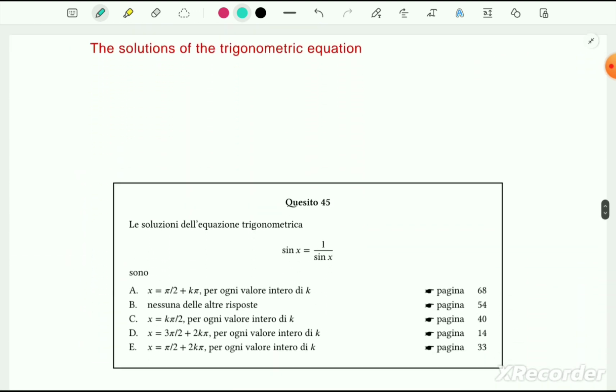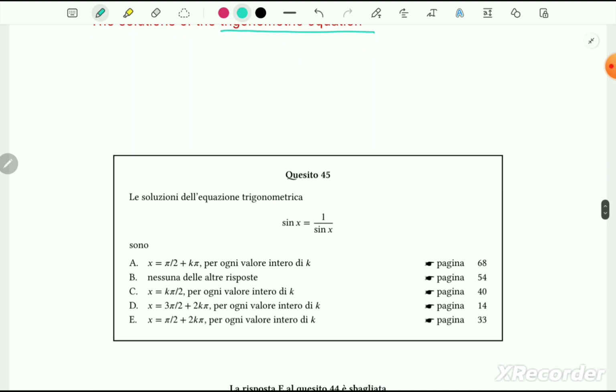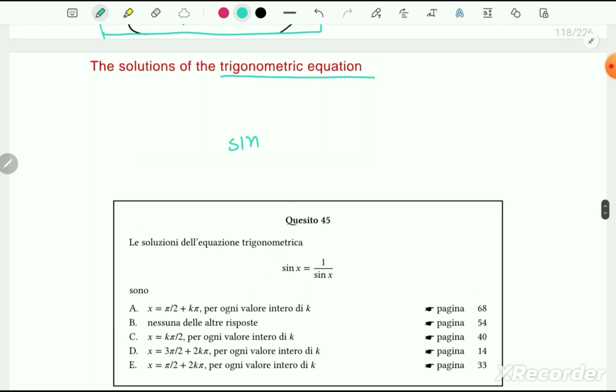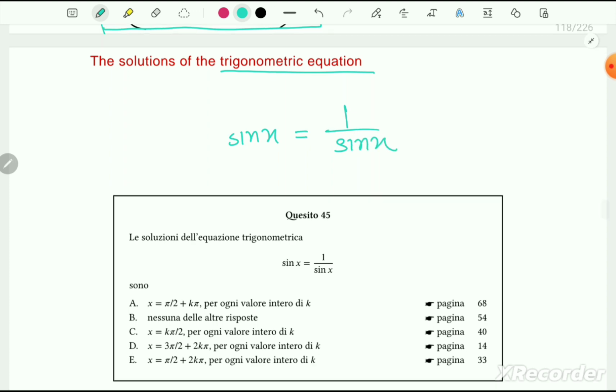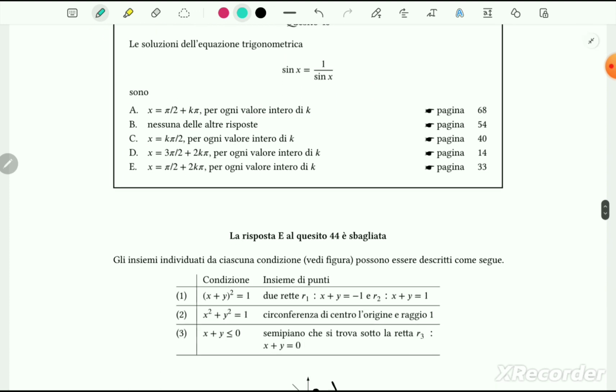Let's move on to our next problem. The solution of trigonometric equation. So what is the equation? Sine x equal to 1 by sine x. So it seems very easy. Let's take a look at the options.